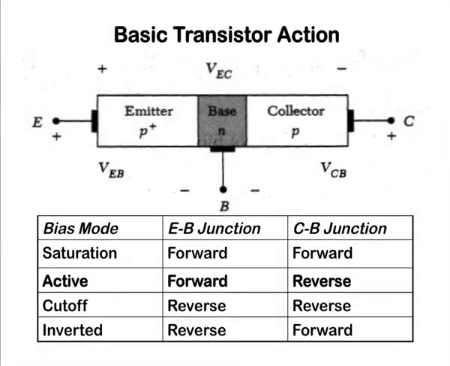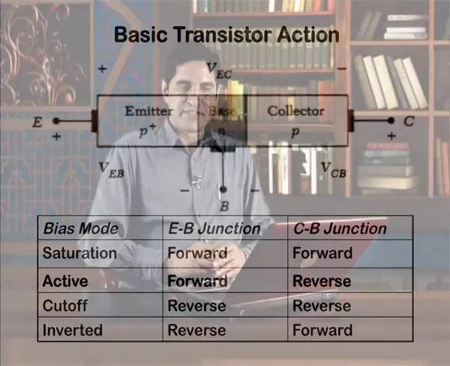Based on biasing, we can divide our transistor operation into these four categories. If the first junction is forward biased and the second junction is also forward biased, we call the transistor to be in the saturation state. If we change our input current a little bit, there will be a large change in output current. The second mode is active mode.